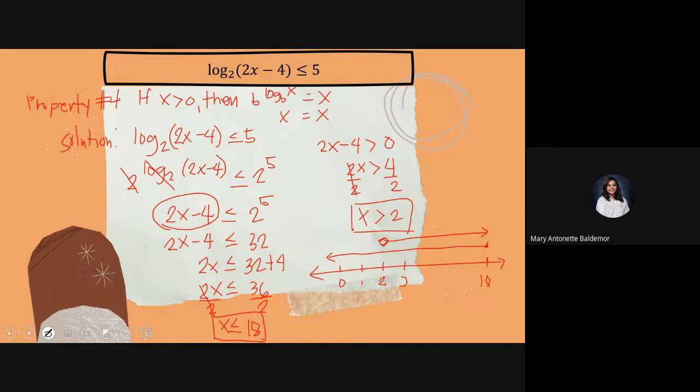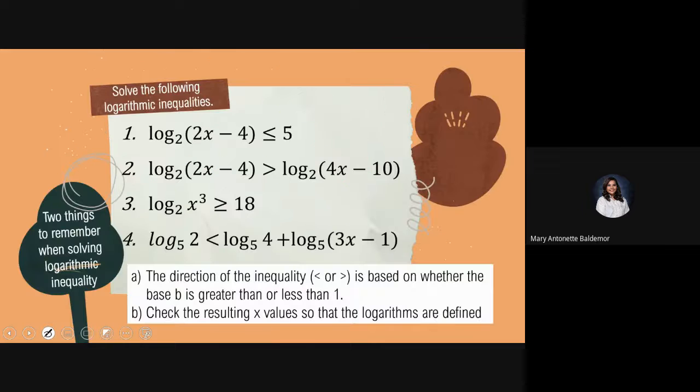So if we're going to get the intersection of these two, that means that the solution set for this logarithmic inequality will be 2, not included, and up to 18 included. Okay, so that will be the solution for this logarithmic inequality. Now, let's try another example.